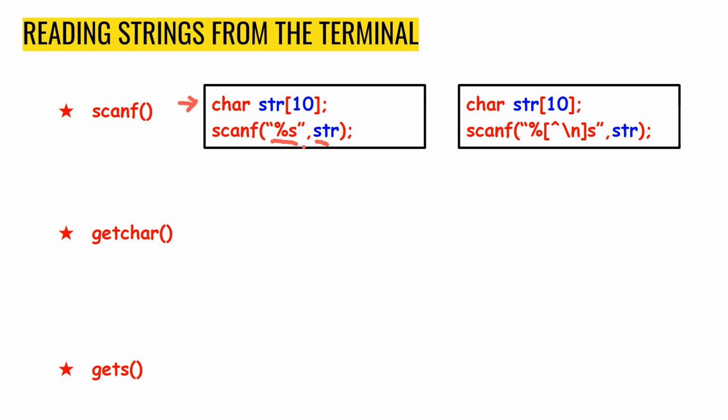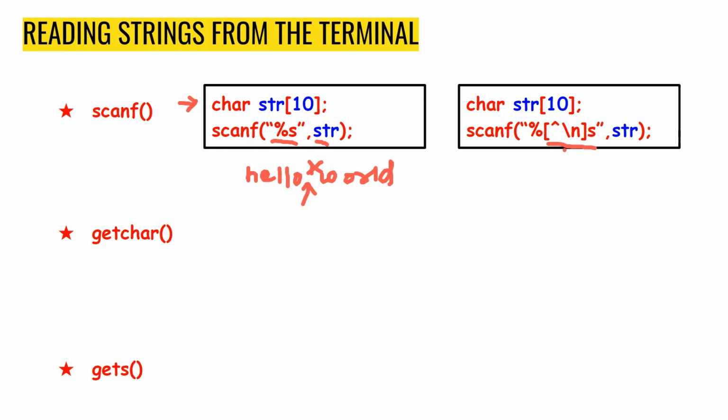The problem with this statement is that it terminates its input on the first white space it finds. To read an input till the new line, you can use the format specifier %[^\n], within square brackets. In this case, it can read a string containing white space and terminates when a new line is encountered.